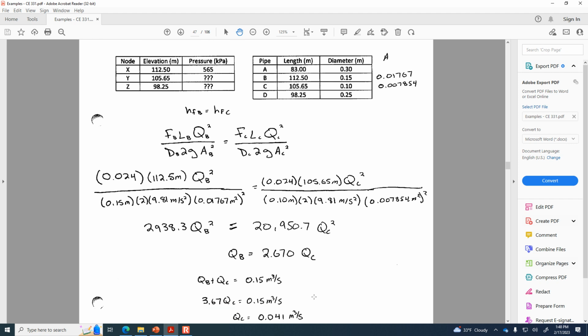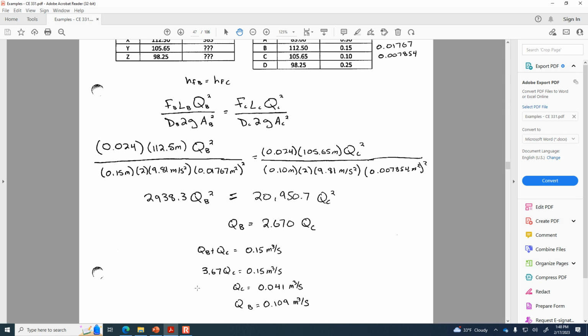And collectively together, if we substitute those two together, it's Q sub B plus 2.67 Q sub C. So the flow rate should be 0.109 through pipe B and 0.041 through pipe C. All right. Now, any questions so far about the process of solving this one?